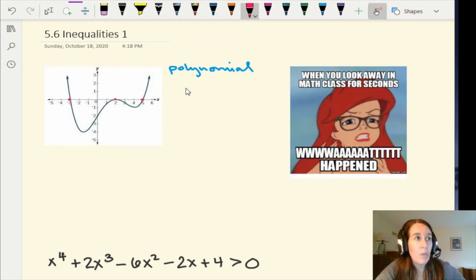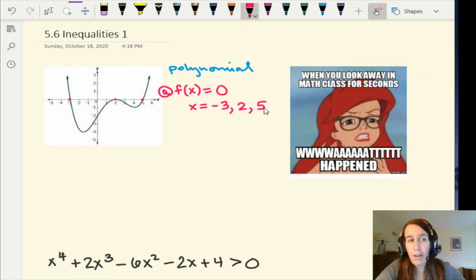Right? So the first question you might be asked in this section is, when does f of x equal 0? Okay, when does f of x equal 0? So you would have 3 answers to that question. When x equals -3, 2, and 5. Right? Those 3 numbers. And we do need to know those numbers for the other parts of the question.